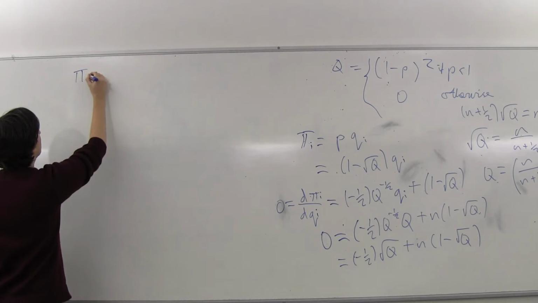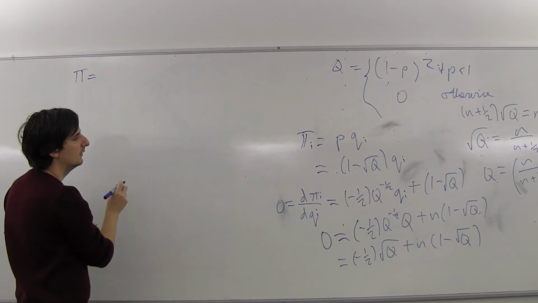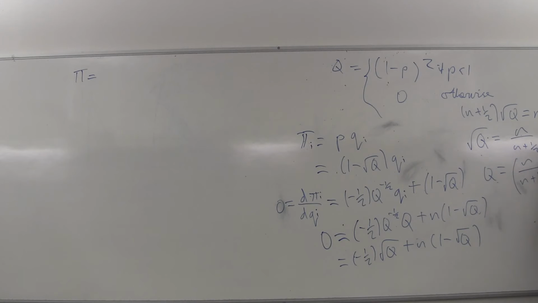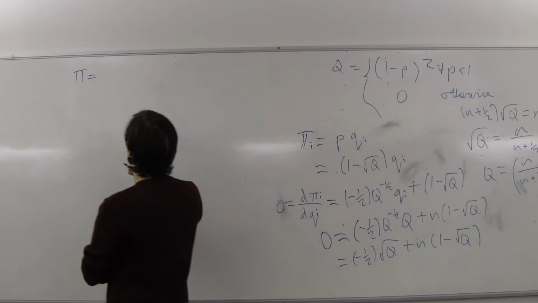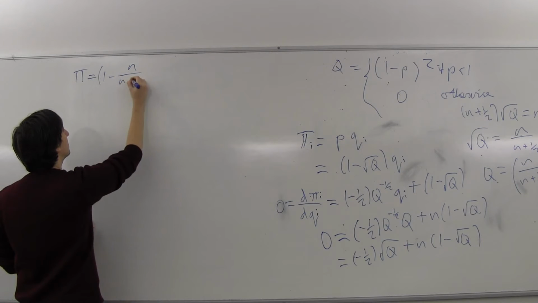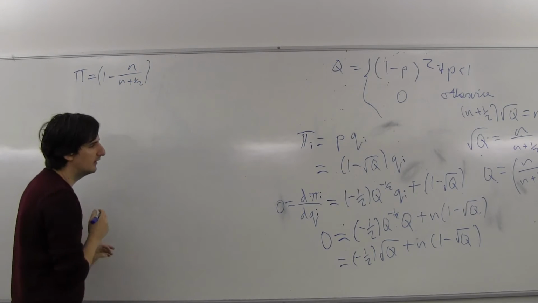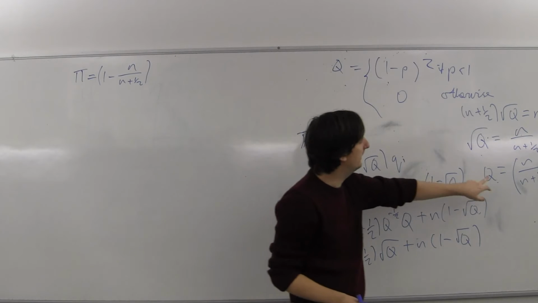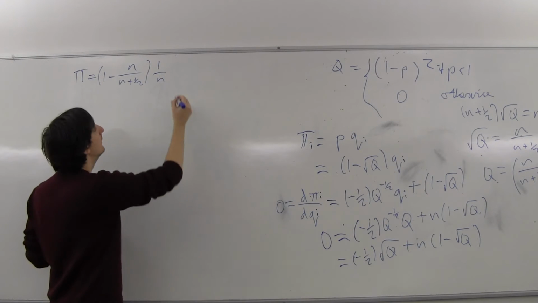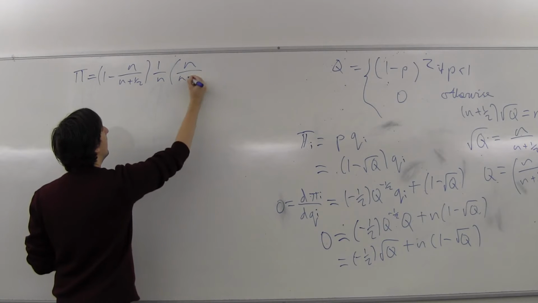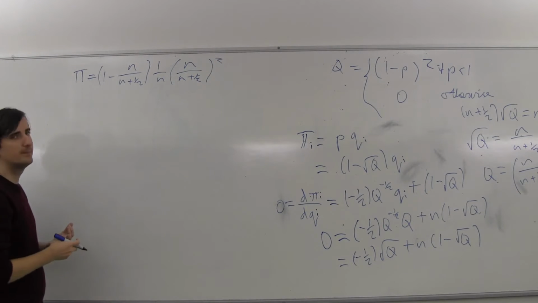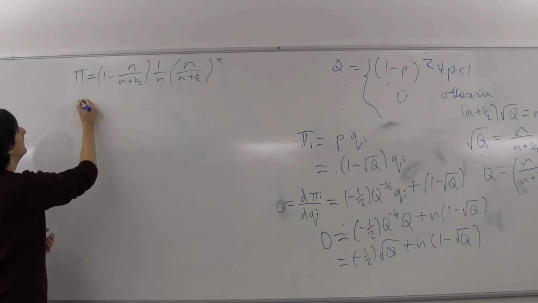Okay, so the profits of one firm, well, that's equal to 1 minus square root Q. Well, Q is this thing squared, so square root Q is this thing. So it's 1 minus n over n plus a half times qi, which is big Q divided by n. So 1 over n times big Q, which is n plus a half all squared. And this thing simplifies a bit.